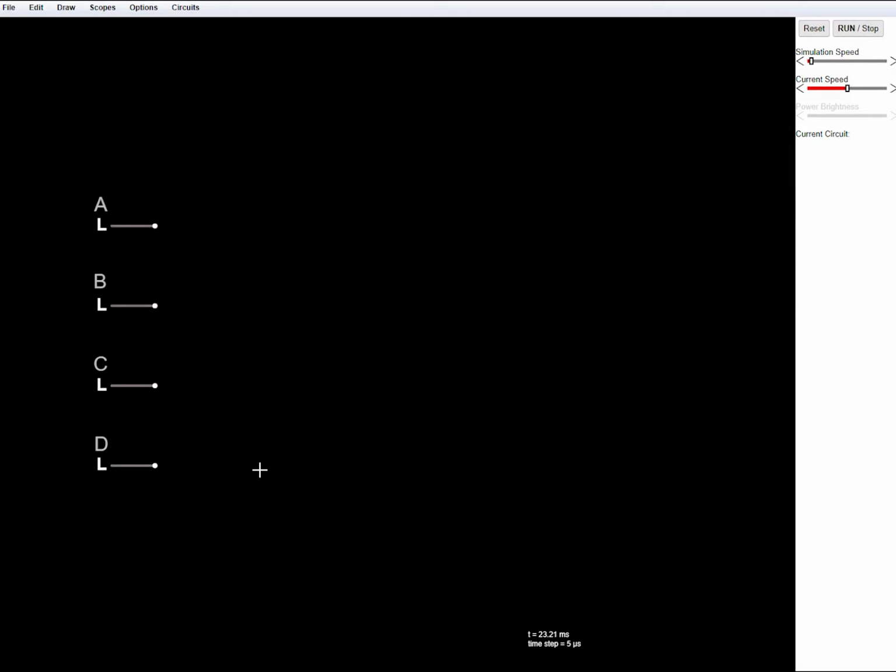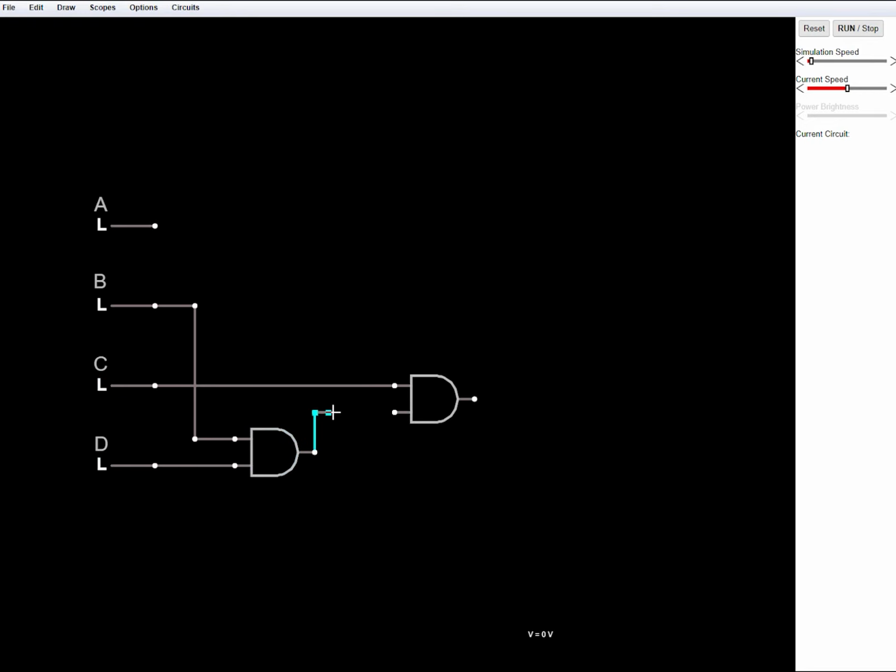Let's go ahead and quickly build our circuit here. We only need the two AND gates. The first one being B and D, and the second one being C and the inverse of B and D. And then we have our two outputs, one for F1 and one for F2.